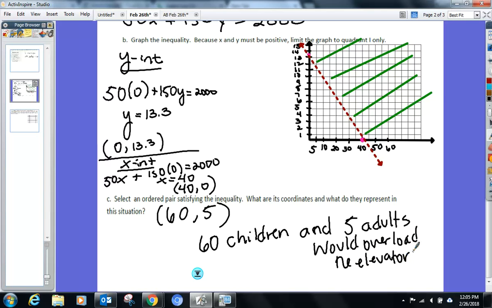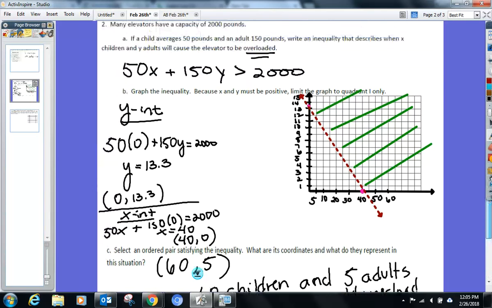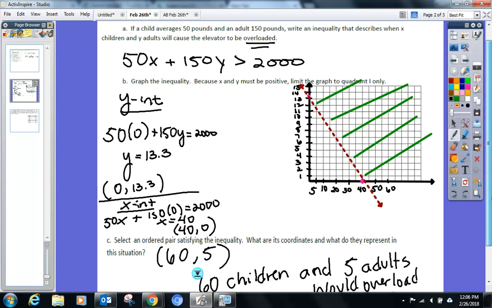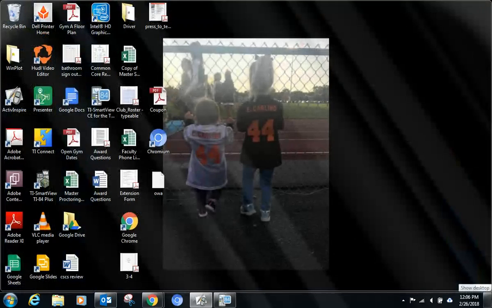Now, did we have to go so crazy as 60 children? No. Here you go. How about 5 children and 14 adults? Something a little bit more reasonable, all right, for an elevator. No one's getting in that one with 60 kids. All right.